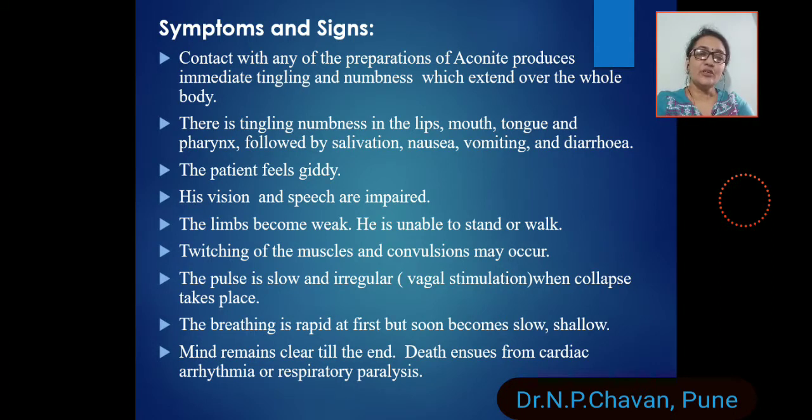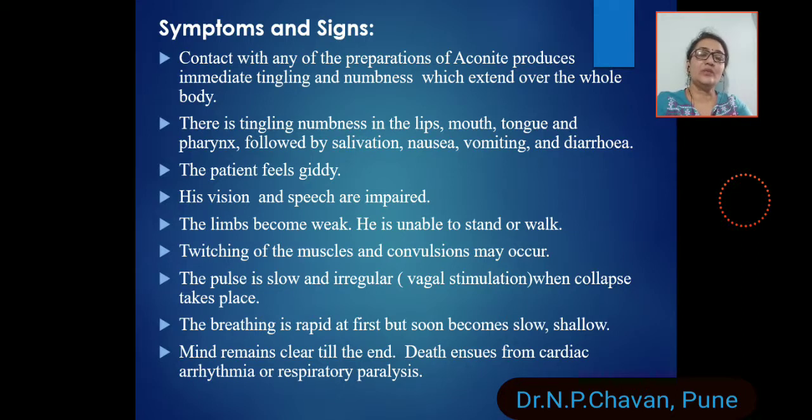Then there will be twitching of the muscles, and convulsions may get produced. The pulse is slow and irregular. Initially the pulse becomes slow and then irregular when the collapse takes place. That is because of the vagal stimulation. The breathing is rapid at first, but then it becomes slow and shallow. Mind remains clear till the end. Death ensues from cardiac arrhythmia or respiratory paralysis.